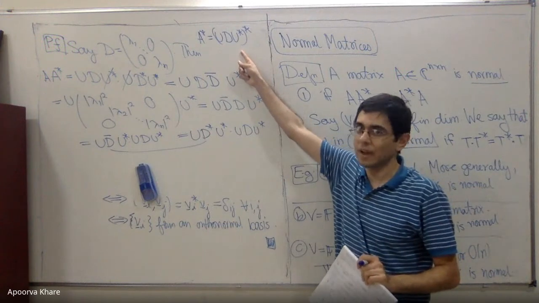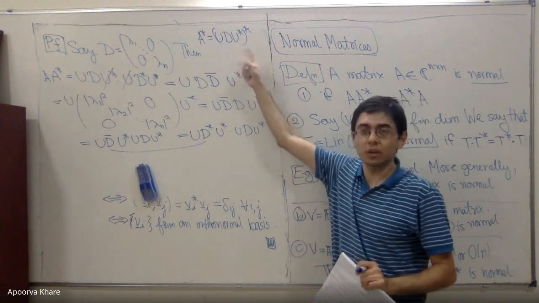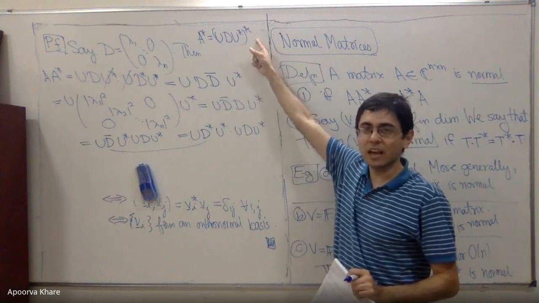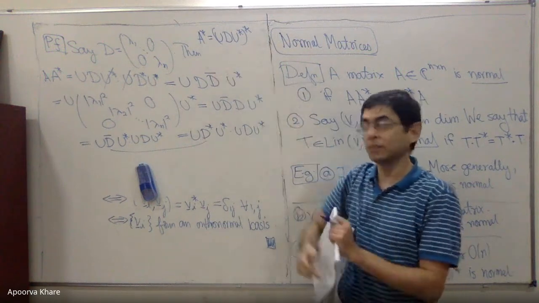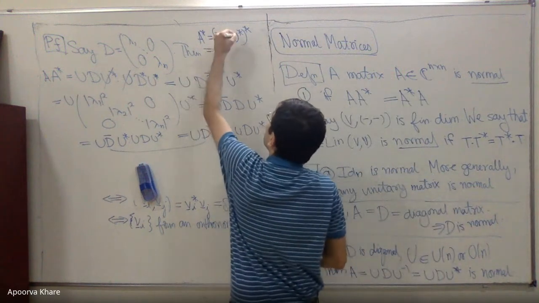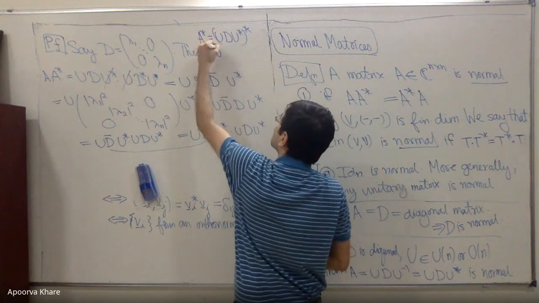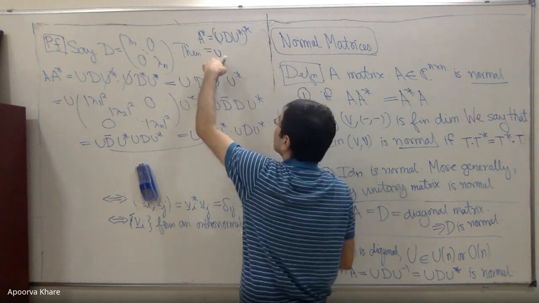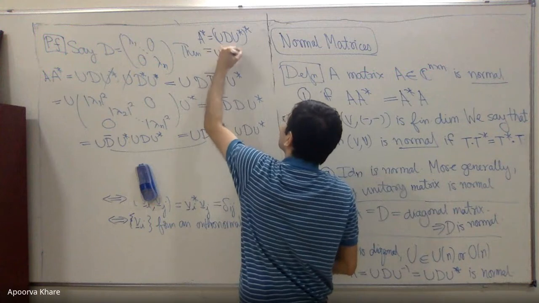Basic properties of adjoints. If I multiply matrices or compose transformations and take star, I get the star of all of them, but in the reverse order. So first of all, I get U star star. What is U star star? It is U. That was another basic property. Times D star times U star.